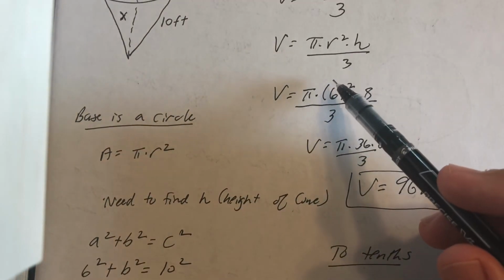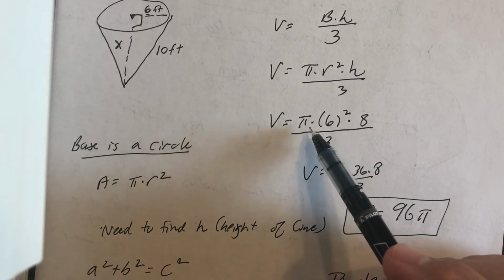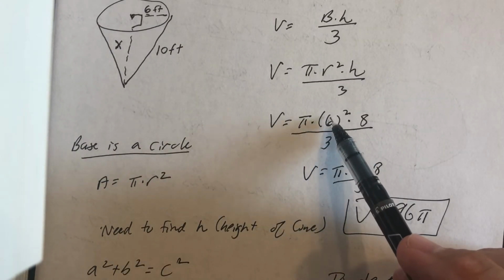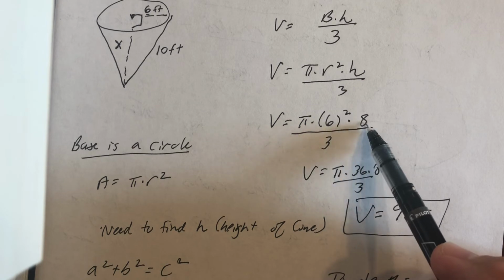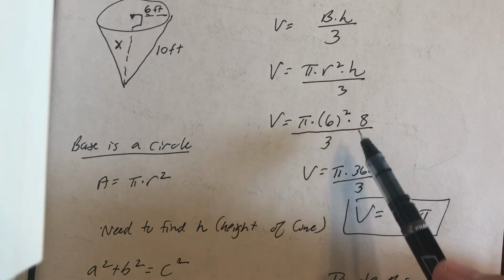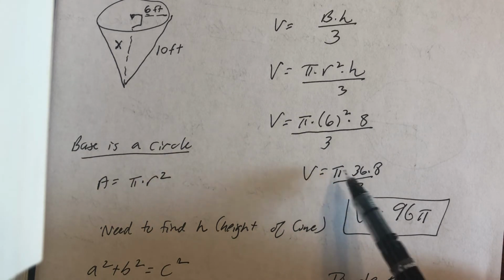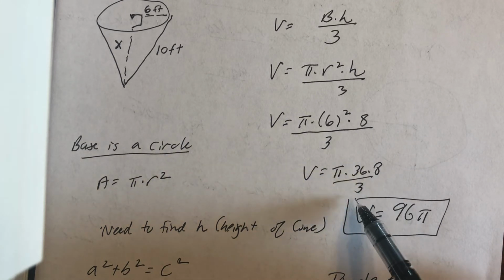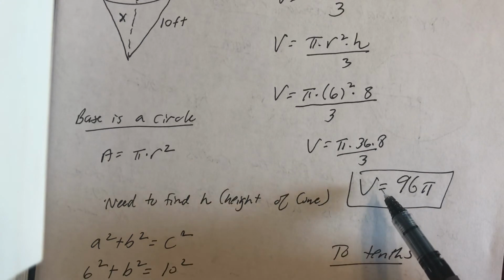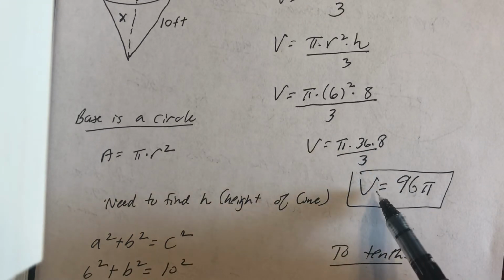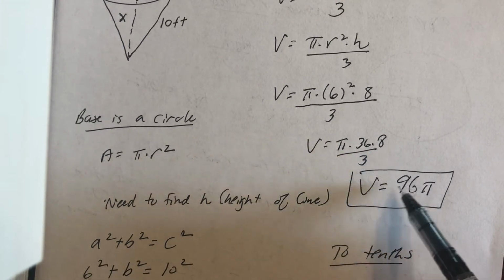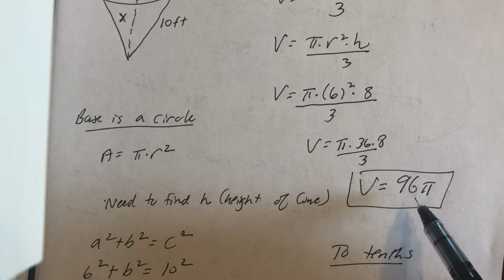of the cone, right? Here's the formula, there's the pi, there's the 6 for the radius, squared times the height that I just found is 8 all over 3. So now you use order of operations, 6 squared is 36, so I've got pi times 36 times 8 all over 3. Now when you leave it in terms of pi, right, my answer is 96 pi. All right, so you're gonna have one answer like that.